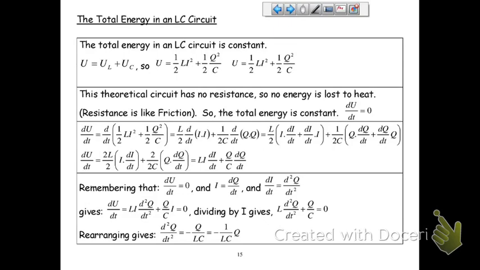This theoretical circuit has no resistance, so no energy is lost to heat. Resistance is like friction. So the total energy is constant. We've got no energy loss due to resistance heating. So let's do some math.